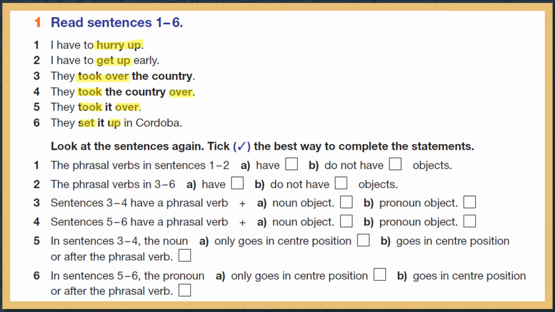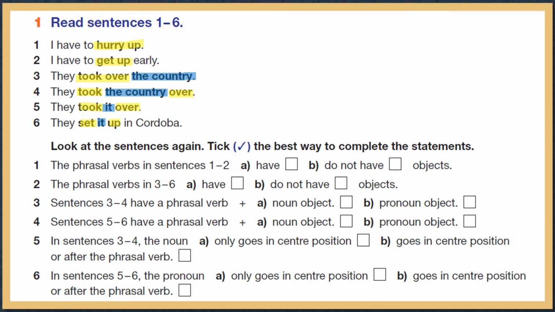You can notice the highlighted verbs are phrasal verbs. Phrasal verbs: a verb and a preposition after it. And we can notice here that they took over the country, they took the country over. This is the object. And we have here it and it. Let's see the rule, try to understand and figure out what our rule is.